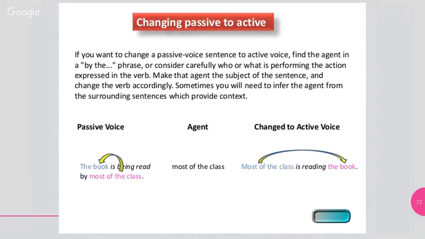If you want to change a passive sentence to active voice, find the agent in the by phrase. Or consider carefully who or what is performing the action expressed in the verb. Make that agent the subject of the sentence and change the verb accordingly. Sometimes you will need to infer the agent from the surrounding sentences which provide the context.